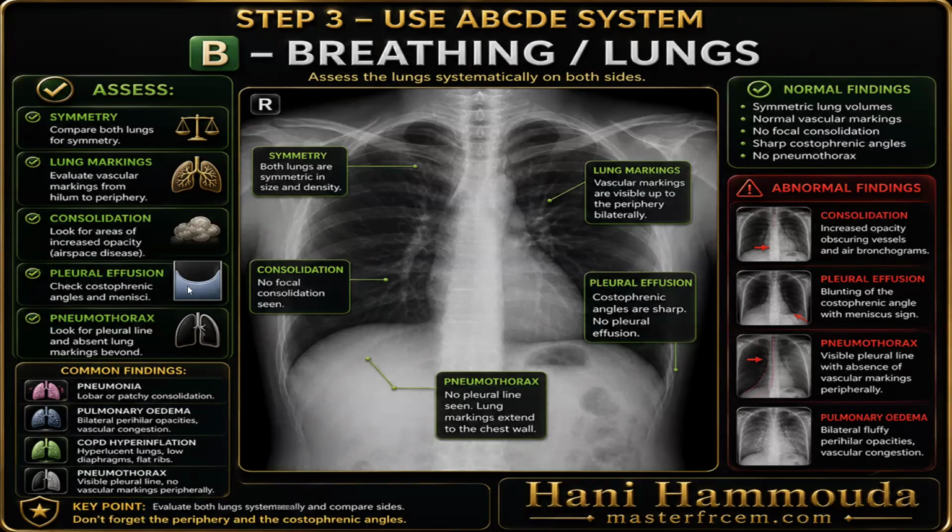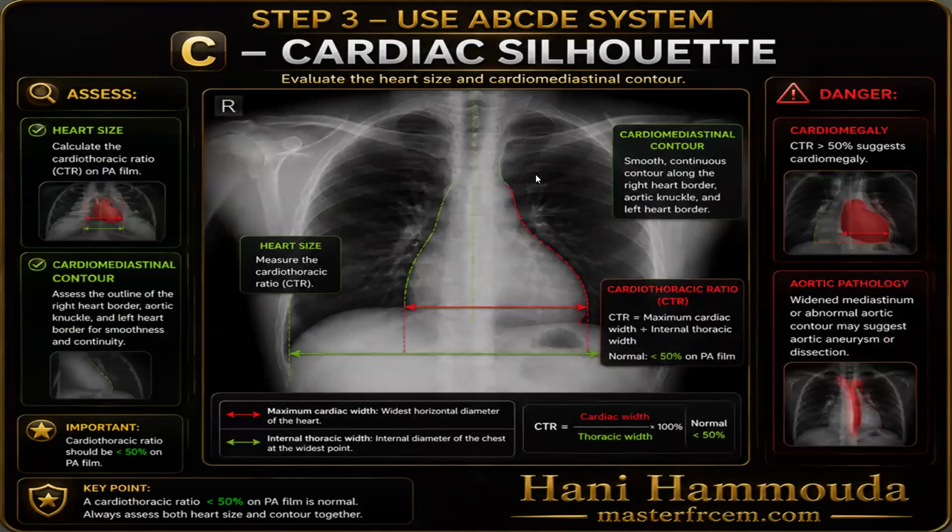Done. Breathing. You can say check the lung fields, symmetry, lung markings, bronchovascular markings, any opacity, could be consolidation, and check any costophrenic angle blunting, it could be pleural effusion. Check the bronchovascular markings, if absent, it could be pneumothorax, and the visible visceral line. Done. We finished.